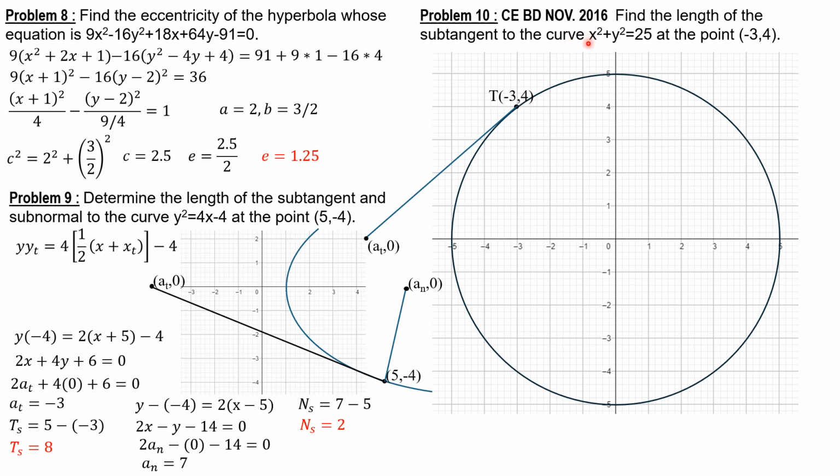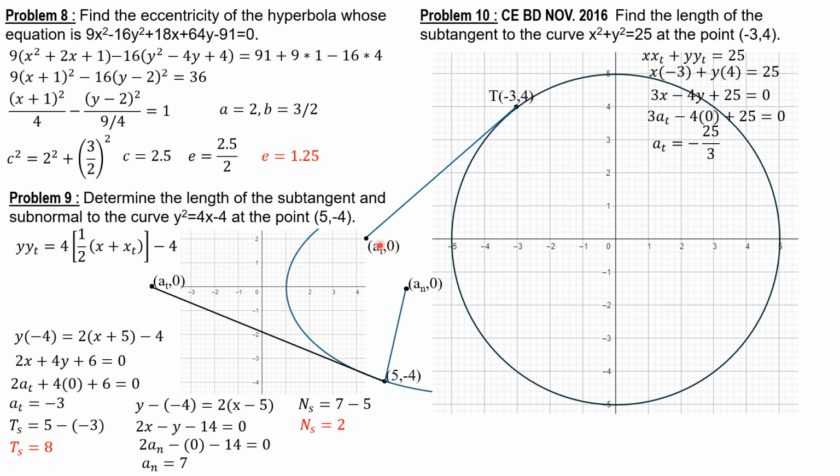So, by the analytic geometry approach, x x_t plus y y_t equals 25. Substitute x_t equals -3, y_t equals 4: x times -3 plus y times 4 equals 25. Simplifying, 3x minus 4y plus 25 equals 0. So at this point, we substitute y equals 0 and solve for x, which is a_t: 3a minus 4 times 0 plus 25 equals 0.